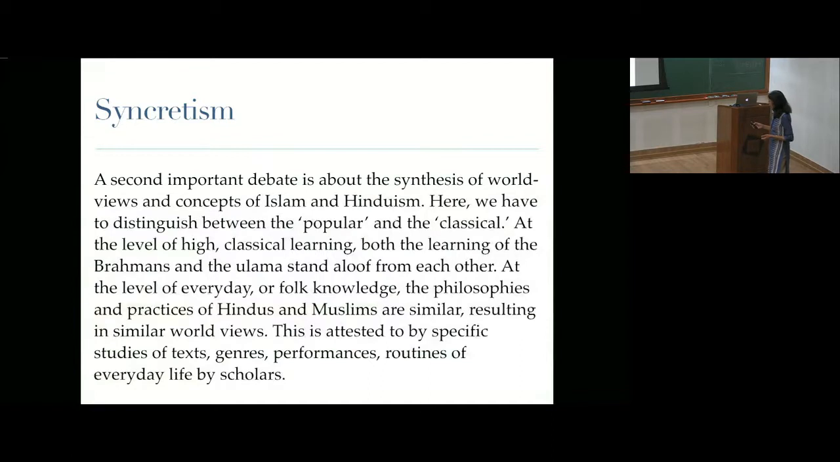Because if you look at the upper class versions of knowledge, that's called classical knowledge, and at the level of high classical learning, there's the Brahmins and there's the ulama, and they stand face away from each other. They have nothing in common and no desire to have anything in common. But if you look at the other kind of learning, and Sufis is what I mentioned, but I threw out Bhaktis, the Bhakti movement and Bhaktas and all that.